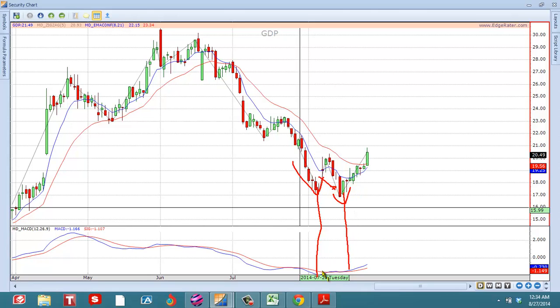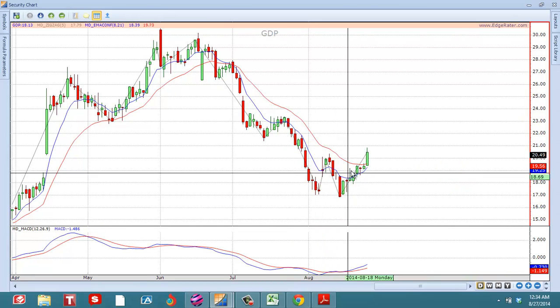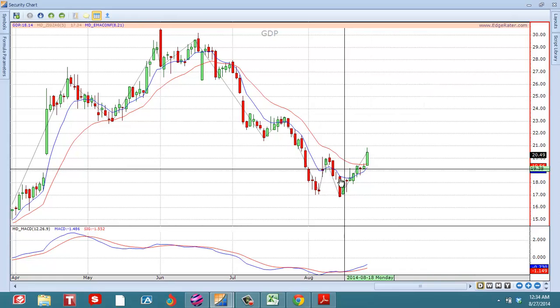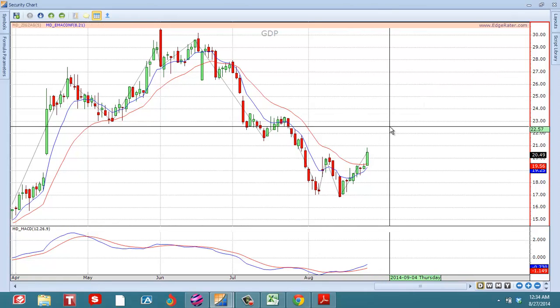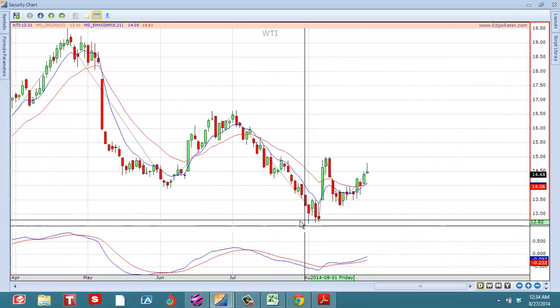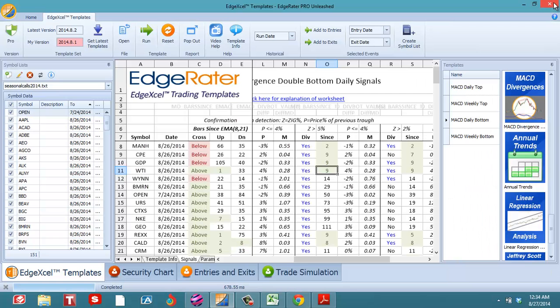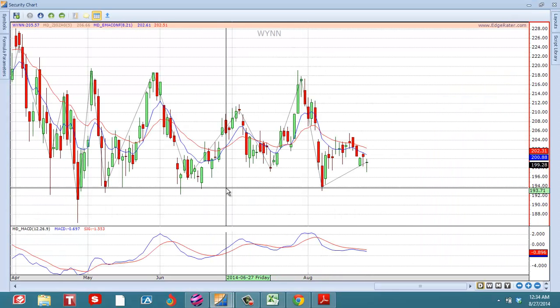Okay, this was a lower low, higher low, and you love seeing it when it has this W pattern. Okay, and you can see a nice W pattern saying it wants to break out to the upside here. Okay, and WTI. So you can see how EdgeRater really makes it easy to find these setups. And the nice thing, since we get so many signals here, we can be very picky on these signals.